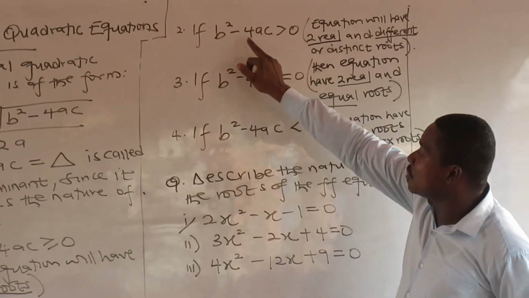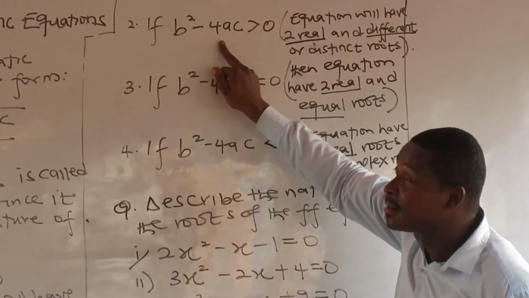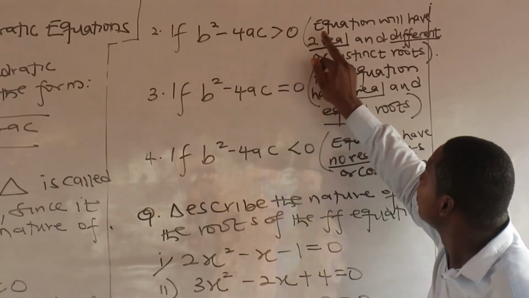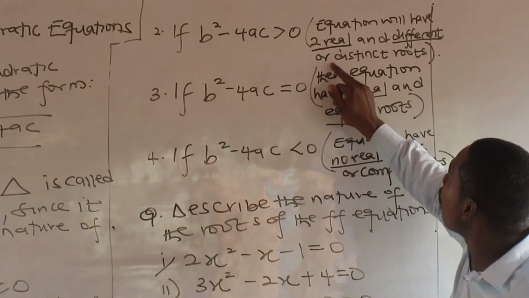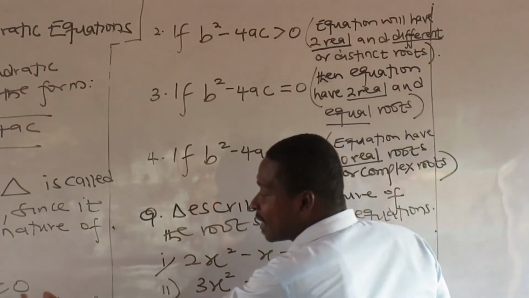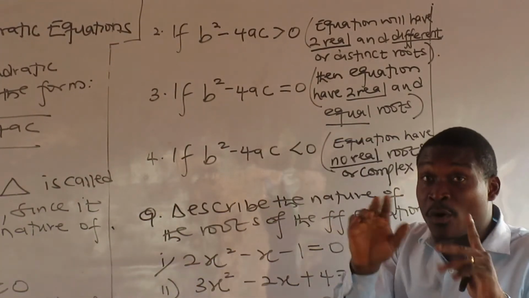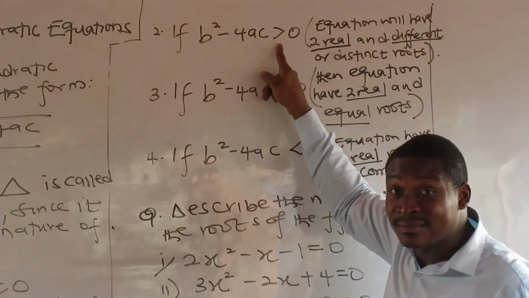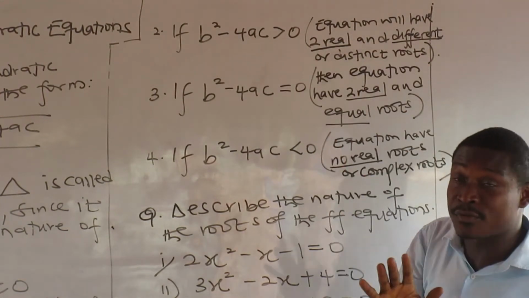Now, b squared minus 4ac is greater than 0. If you use b squared minus 4ac and you get an answer, maybe 8, which happens to be greater than 0, then the equation will have two real and different, or what you call distinct, roots. Take note. If it is greater than or equal to 0, the equation will have two real roots. If it is just greater, then you have two real and different, or distinct, roots.